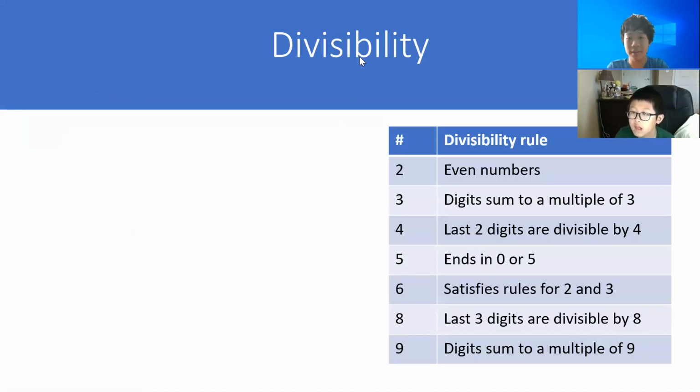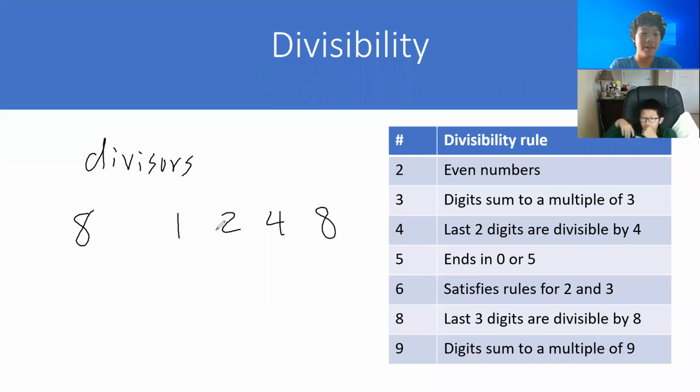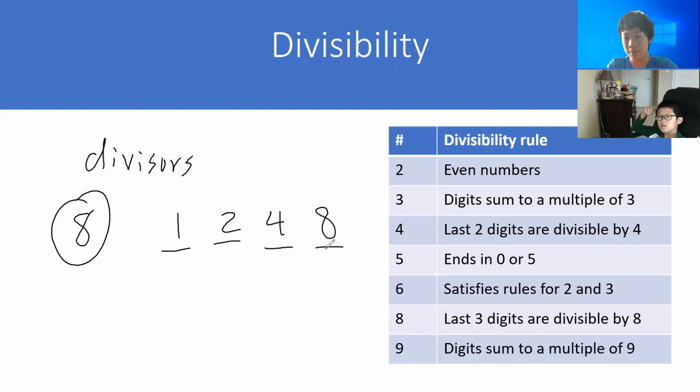Let's first start with divisibility. What does it mean for something to be divisible? Well, what are the divisors? Divisors are numbers that can divide into an integer. For example, the divisors of 8: 1 can divide into 8, 2, 4, 8. Those are the divisors of 8. And we call 8 divisible by each of these four numbers. These four numbers are divisors of 8, and 8 is divisible by each of them.